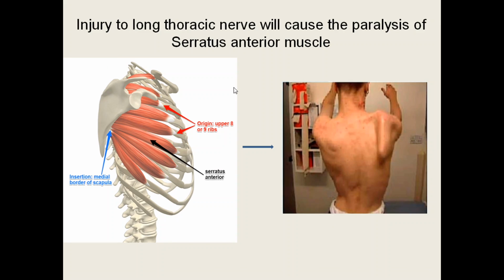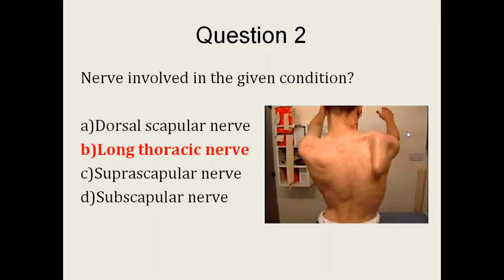Now this long thoracic nerve supplies the serratus anterior muscle. Where does the serratus anterior muscle arise from? You can see here the serratus anterior is arising from the upper 8 or 9 ribs, and it is inserted onto the medial border of the scapula. So what the serratus anterior does is that it affixes the scapula to the rib cage. Imagine if this muscle is paralyzed because of injury to the long thoracic nerve, no longer will the scapula be affixed to the rib cage and it will come out like this. And this image that you see here is the winging of scapula. The nerve involved in this given condition of winging of scapula is the long thoracic nerve. Let's move on to the next question.